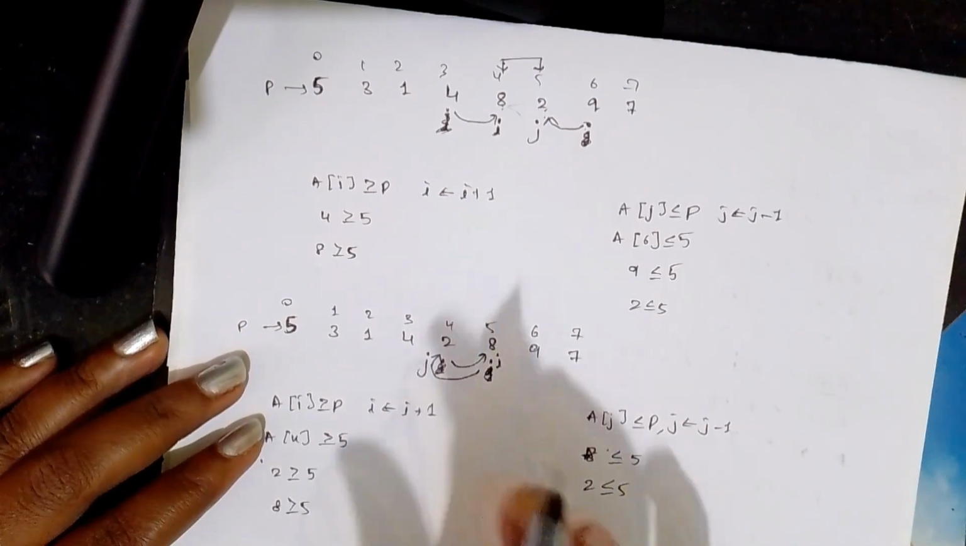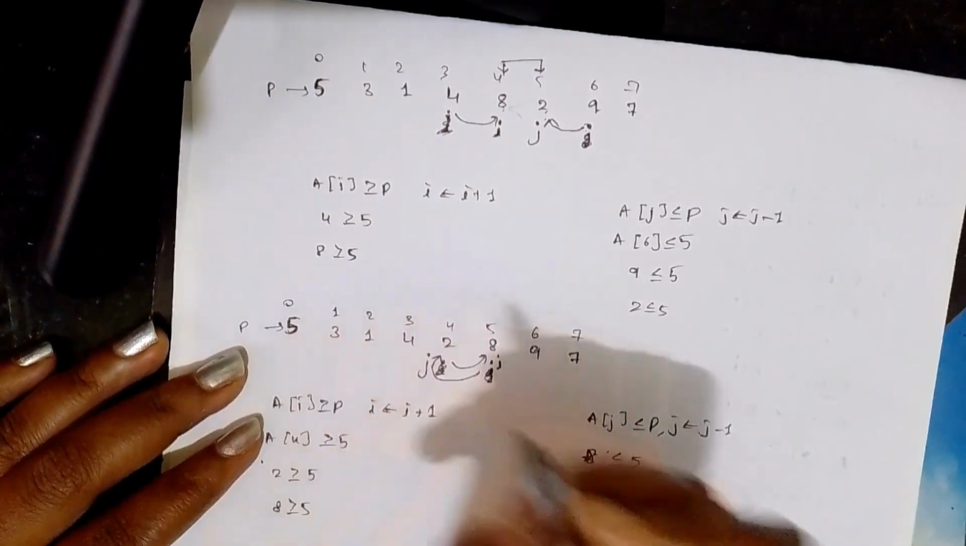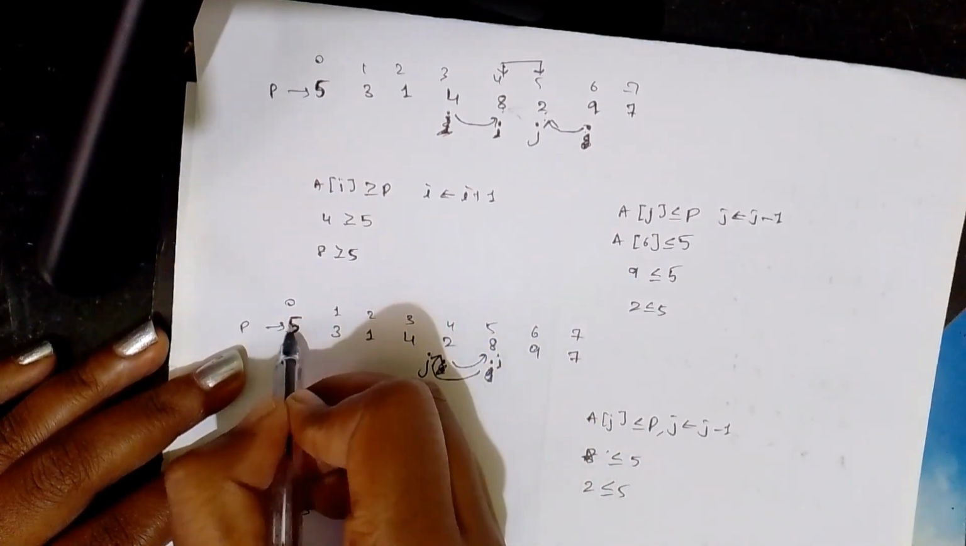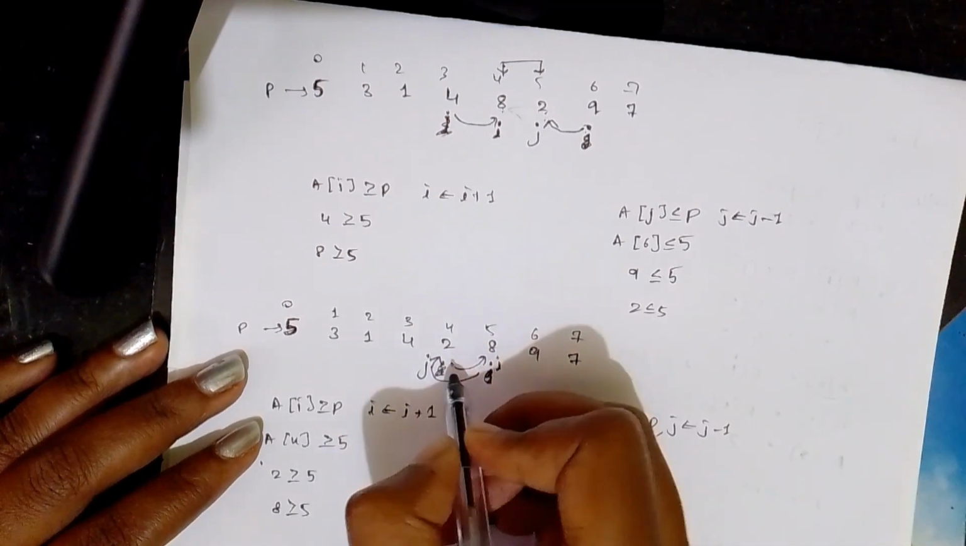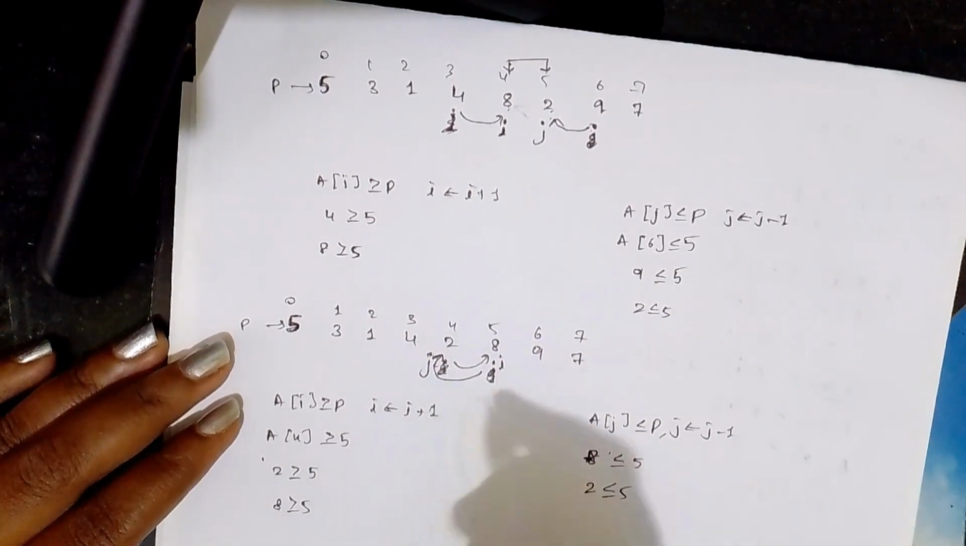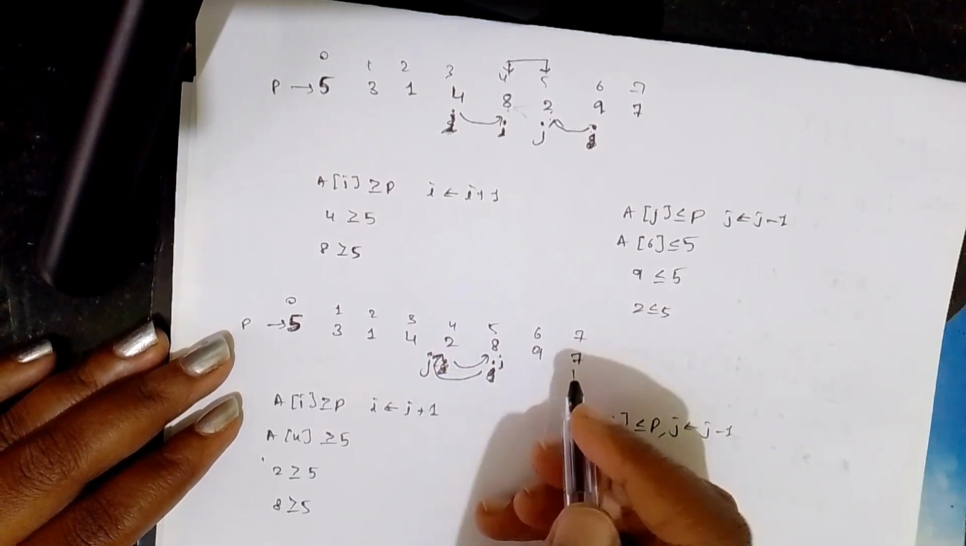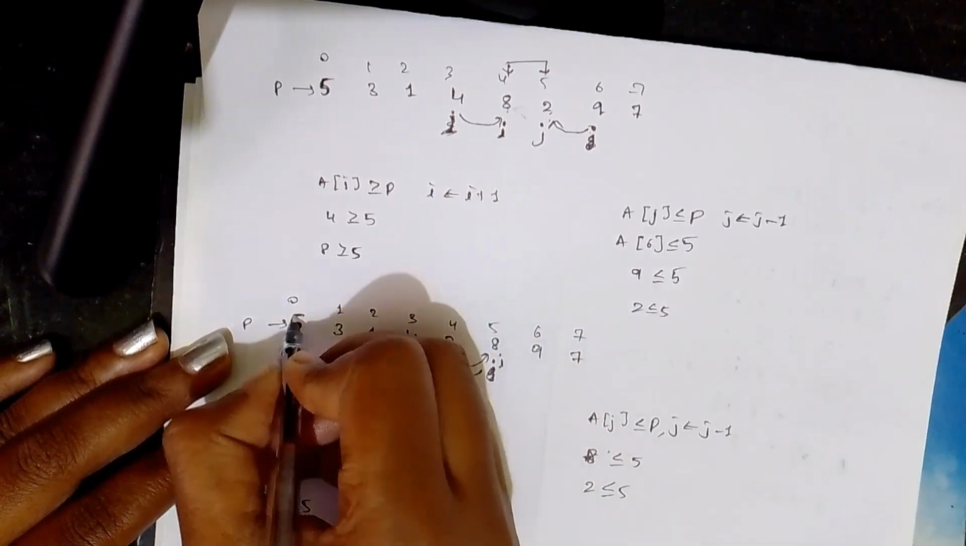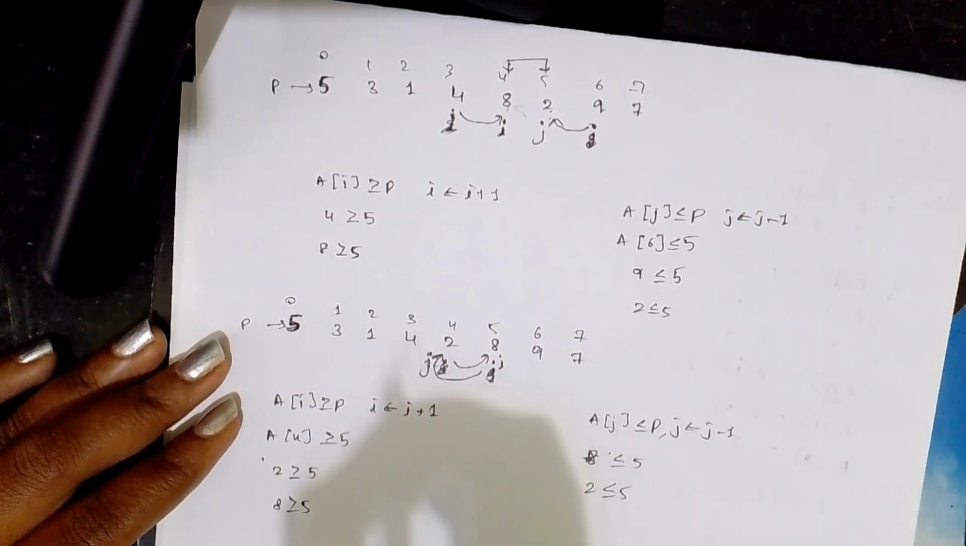In this case we have to do swapping with the pivot element. The j will swap with the pivot element, right? This is the main thing which we have to keep in mind. Here when i and j cross each other, then we have to swap j with the pivot element. Okay, this is the main thing we have to remember.